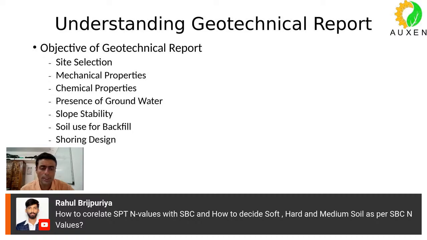And the answer to the first part, how to correlate SPT values with bearing capacity: a direct correlation is difficult to have, but there is a lot of research work, a lot of MTech and PhD theses, that people do on finding empirical relationships. You will get a lot of information if you search on the internet about the empirical correlation between SPT values and bearing capacity. But a direct formula-based correlation is difficult because your bearing capacity depends on some other factors also.